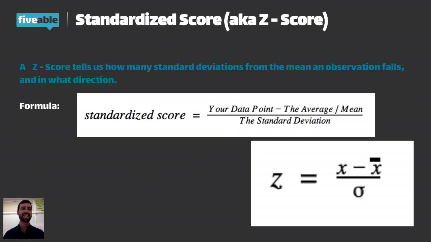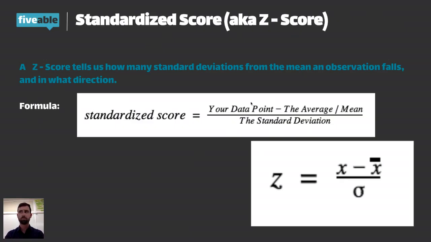So what exactly is z-score? The z-score tells you how many standard deviations from your average your data point is. And that tells you the direction as well. So if you're 1 standard deviation below your average, z-score will tell you that. So here's actually the formula for z-score, or standardized score.